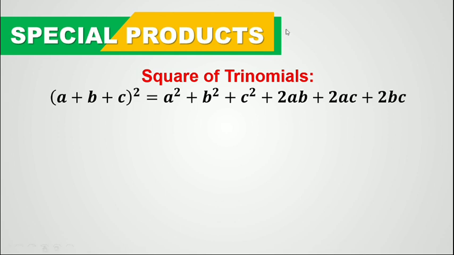Say for example, you are going to square this trinomial a plus b plus c. Then its answer will be: the square of the first term, plus the square of the second term, plus the square of the third term, plus twice the product of the first term and the second term, plus twice the product of the first term and the last term, and then plus twice the product of the second term and the last term.